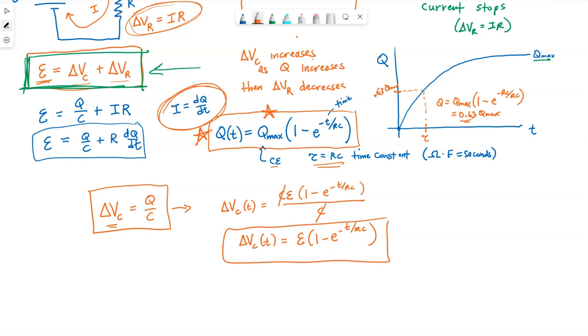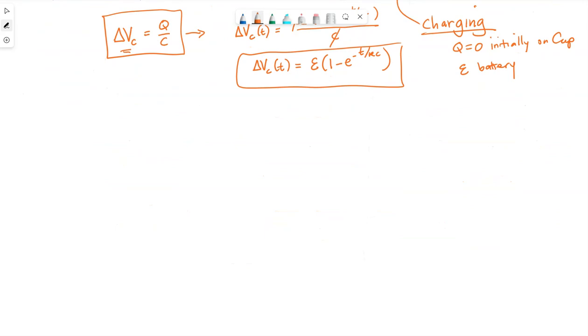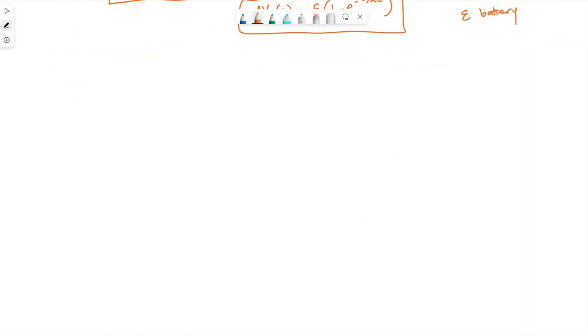Okay, so charging circuit. A charging circuit, we are specifically saying Q is 0 initially on the capacitor. A charging circuit is going to have a battery. That battery is going to cause current to flow when the circuit is connected, and that current flowing will charge the capacitor. The other situation we're going to talk about is called a discharging circuit.